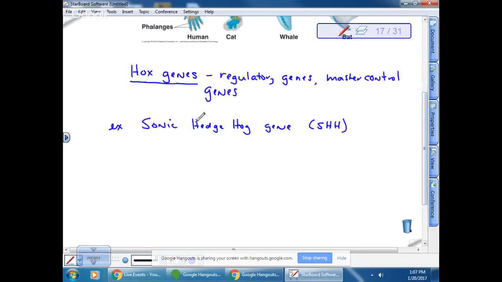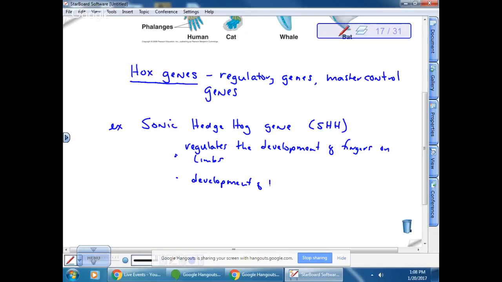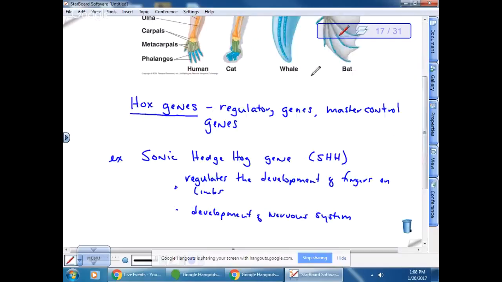They believe it regulates the development of the limbs, specifically the fingers, and it also regulates the development of the nervous system. The same genes are found in humans, cats, whales, and bats. And interestingly enough, they're also found in almost all of the animals. The sonic hedgehog gene is also found in fruit flies.